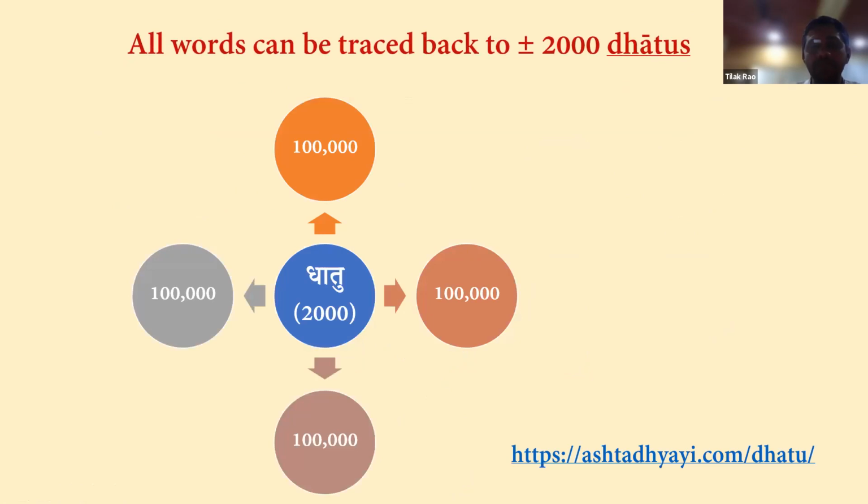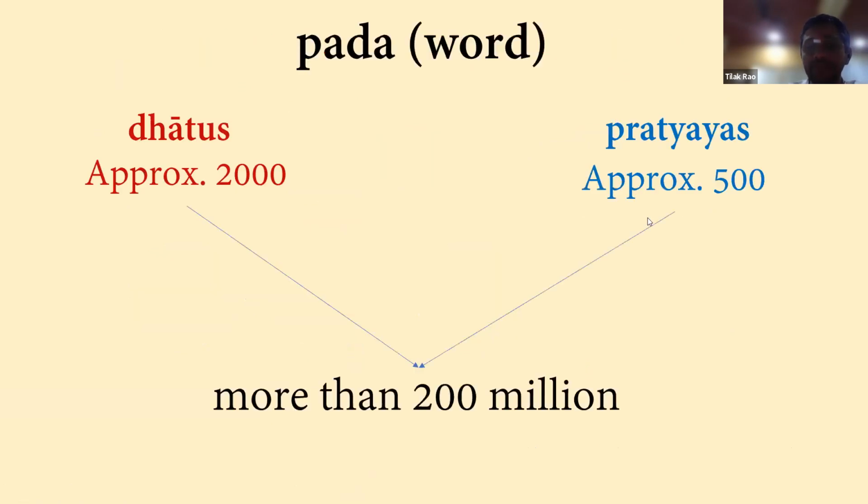So how many dhatus are there like this? There are about 2000 dhatus. This is not exact. There are actually fewer dhatus, but again there are Sautra dhatus and other dhatus. So about 2000 dhatus. From each dhatu, minimally we can derive 1 lakh words. I can show how it can be possible, but not in this session. So from one dhatu we can derive minimally 1 lakh words.